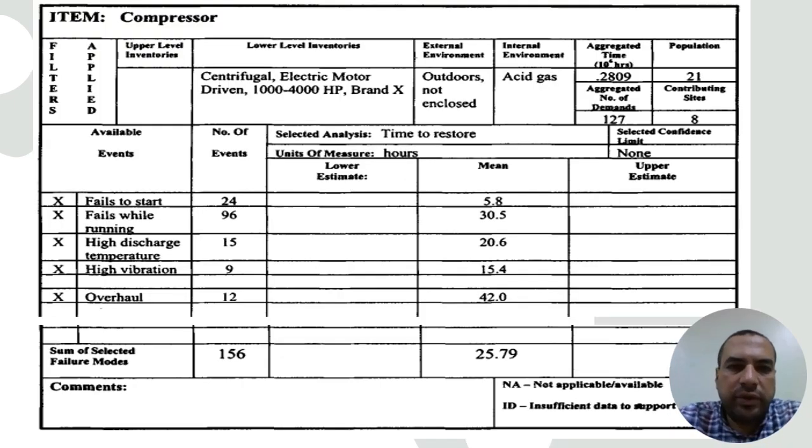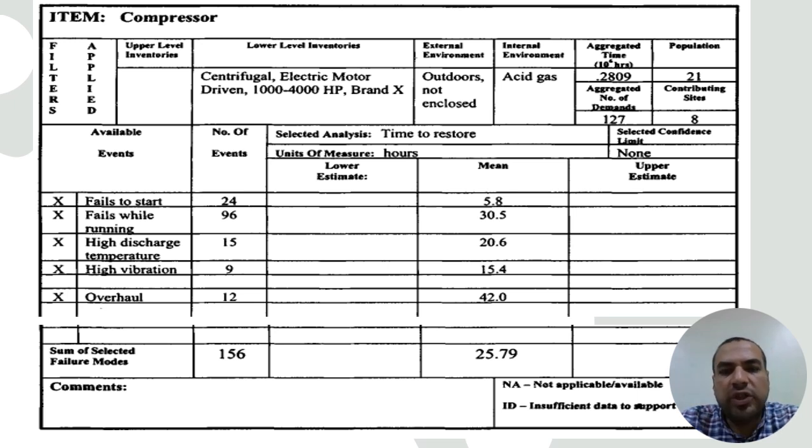In this slide, we have a table which shifts the focus from the event rate to time to restore, meaning how long it takes to restore the compressor to full functionality after each type of failure. The key term, as you see, is time to restore: the amount of time required to fix the failure and get the system back online. And you can see the available events as we illustrated in the previous table. So now what we should do is calculate the weighted sum of restoration time.